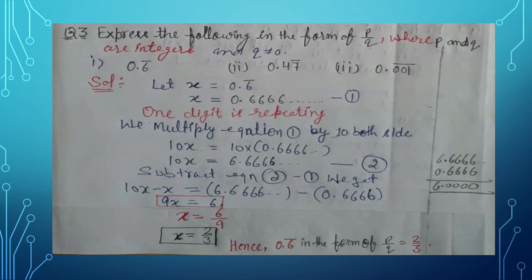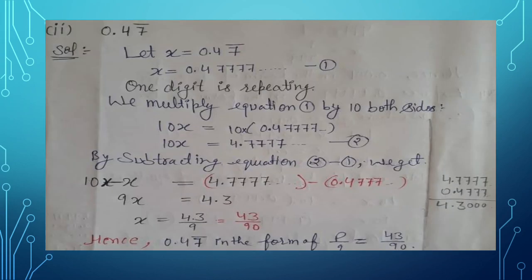You can cancel both numbers. They are in the table of 3. 3 twos are 6, 3 threes are 9. Overall your answer becomes x equals 2 upon 3, and in the last you need to write: hence 0.6 bar in the form of P upon Q equals 2 upon 3. I hope, my dear students, you are able to understand this concept. So let's see one more example.